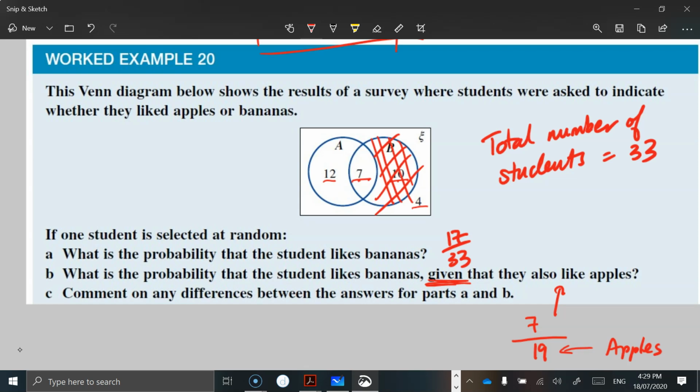Okay, so if we look at part C, comment on any differences between the answers for both parts A and B. I guess your total, the condition, restrains or restricts it to a smaller portion or a smaller sample of students that you're focusing on.